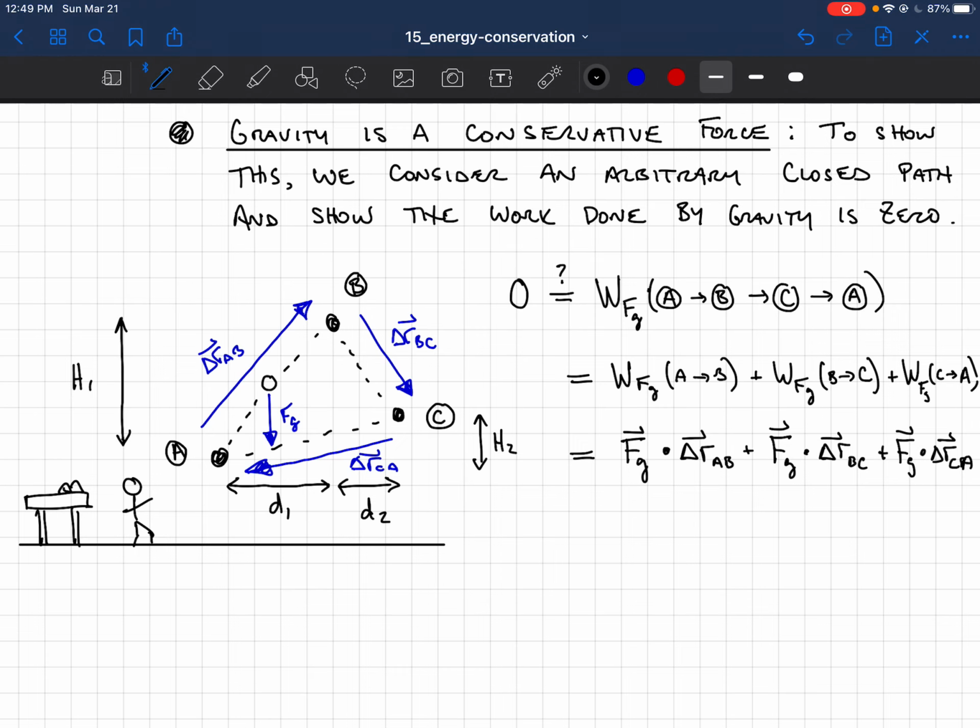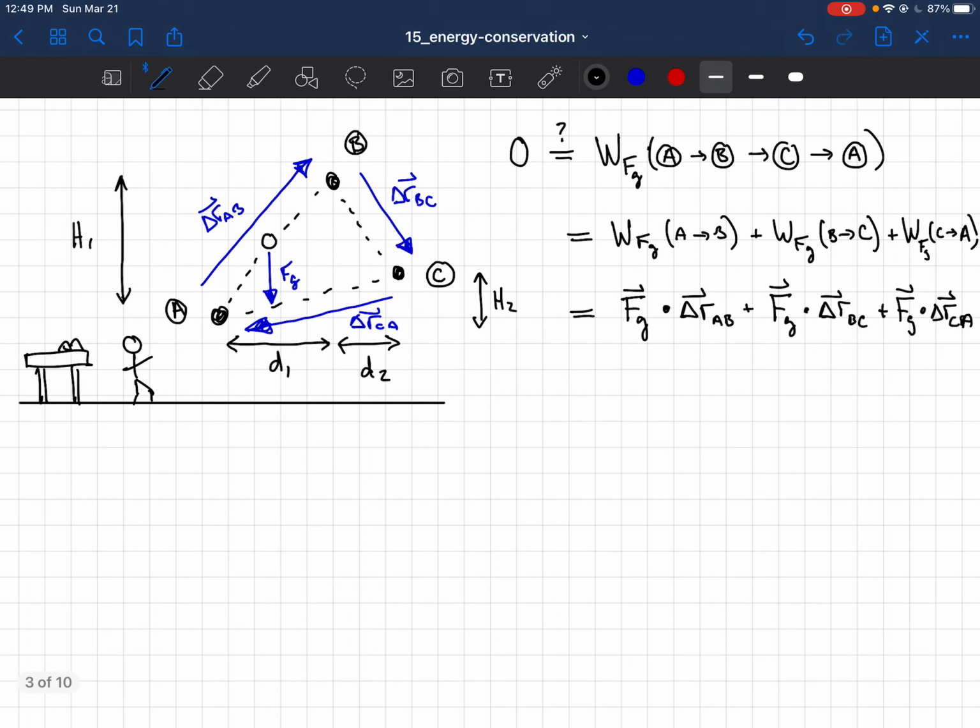So the first one, from A to B, is going to be the dot product of FG with delta RAB. Now if you remember, the basic equation for work is the dot product like this, but what that means is magnitude of the force, magnitude of the displacement, cosine of the angle between the force and the displacement. So we could do that here using the definitions that we have of these distances and heights. We could come up with some angles, and we could figure out exactly what the angles are between the displacements and the forces. But what I'd like to do is use something that's a little bit easier to work with.